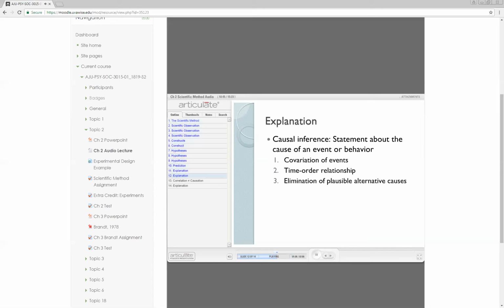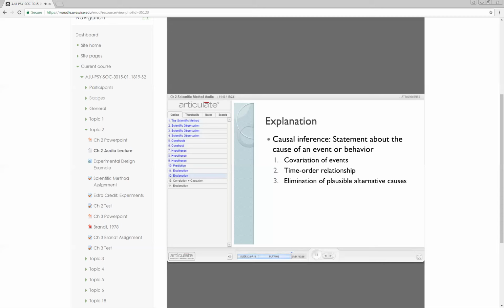We also need the time-ordered relationship. So in order to say that the Advil causes the headache to go away, I have to have taken the Advil before my headache goes away. If the headache goes away first and then I take the Advil, obviously the Advil is not causing the change in the headache. And finally, we have to eliminate possible alternative causes.